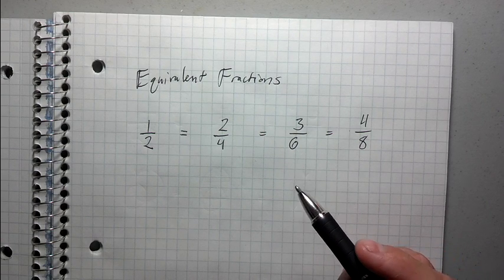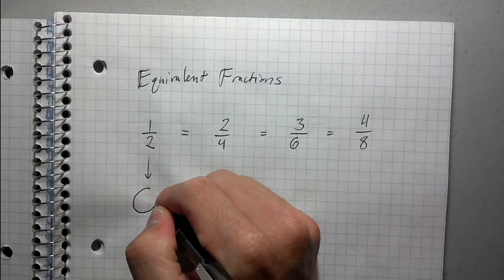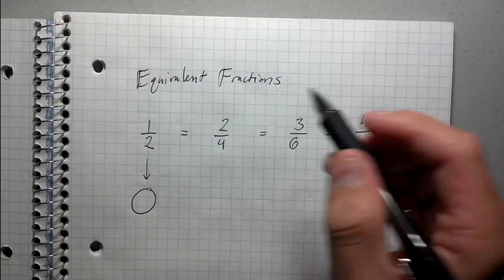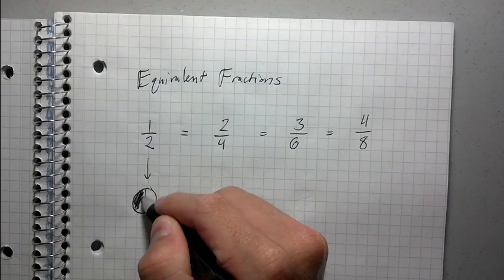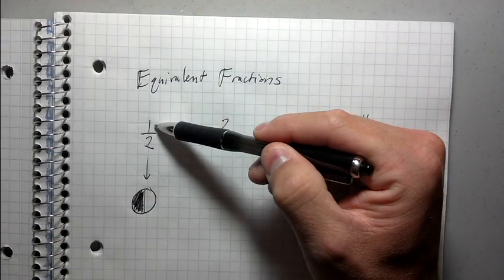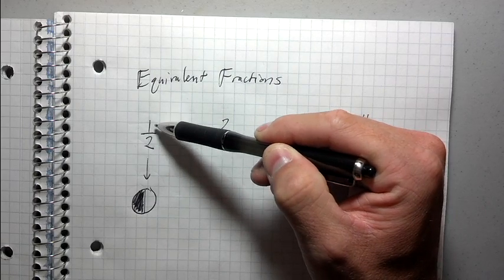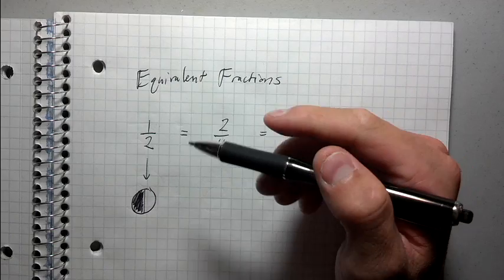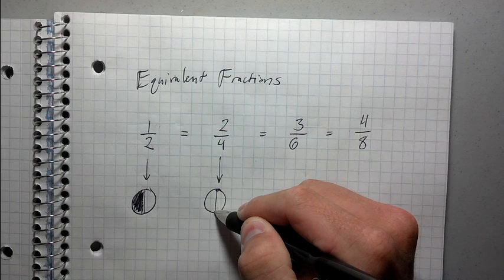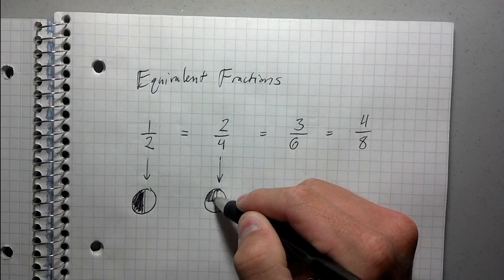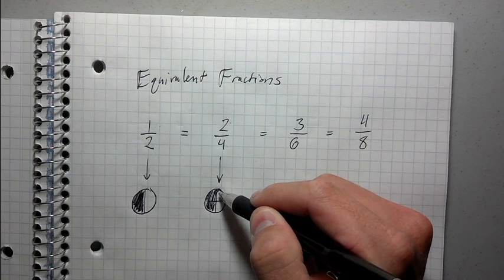But let me illustrate this using a diagram, and I think that this will give you a little better intuitive understanding of why these are equivalent. So if I drew 1/2, you see how I would get a picture like this? Because 1 is the number of pieces I have filled in, and 2 is the total number of pieces I have. So 1 out of 2. Okay. If I drew 2/4, I would get 4 pieces, and 2 of them would be filled in. Because 2 over 4. 2 out of 4 total.